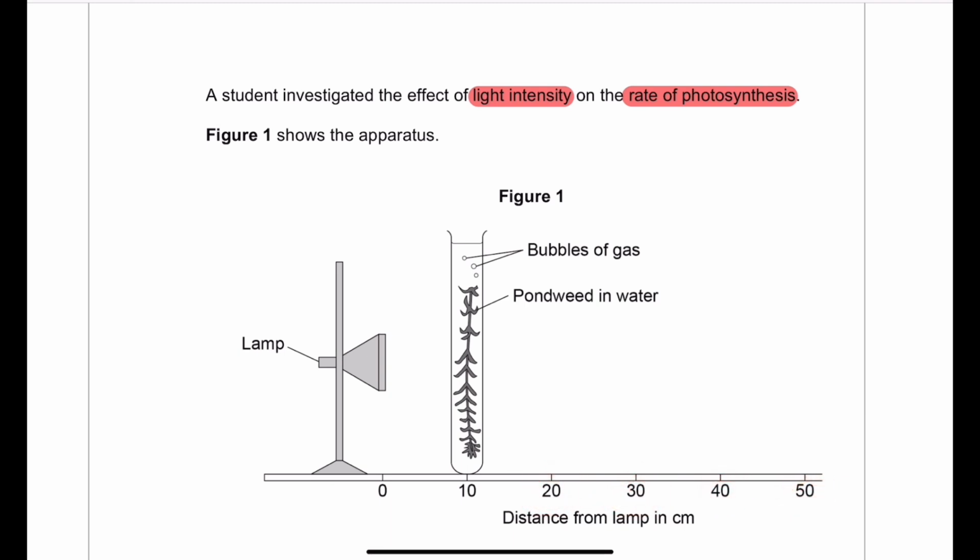The method the student has used for this investigation is: one, set up the apparatus, which is shown here in Figure 1. Two, place the pondweed 10 centimeter away from the lamp. Three, switch on the lamp. Four, record the number of bubbles of the gas produced in 5 minutes. Five, repeat steps 2 to 4 with the pondweed at different distances from the lamp.